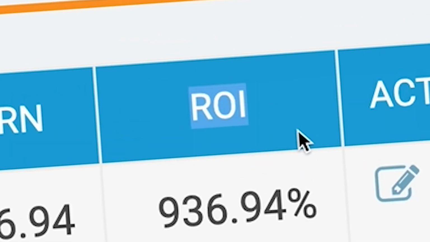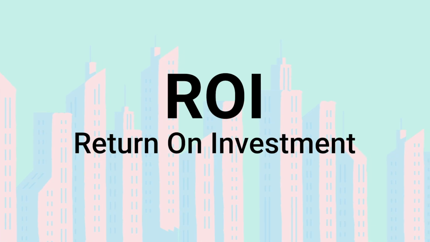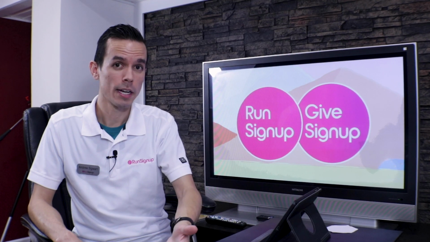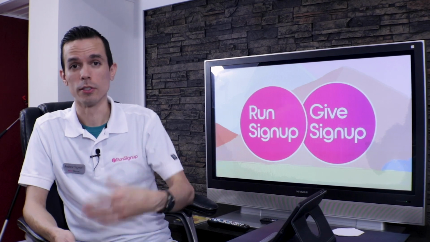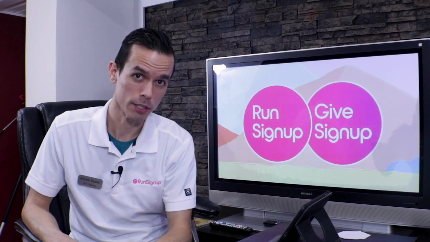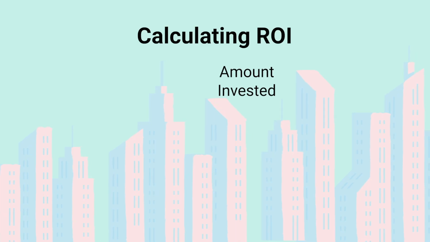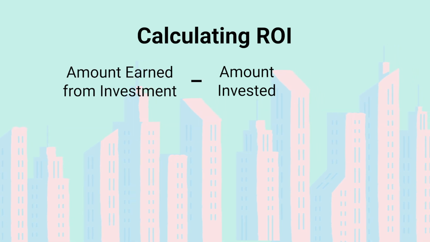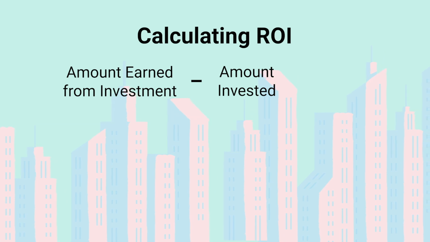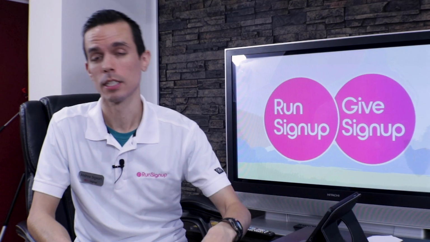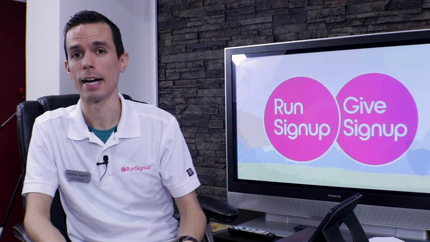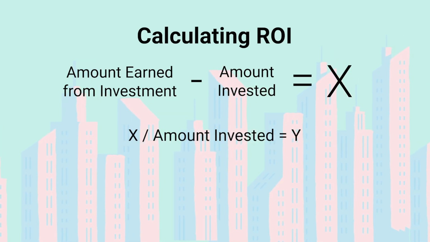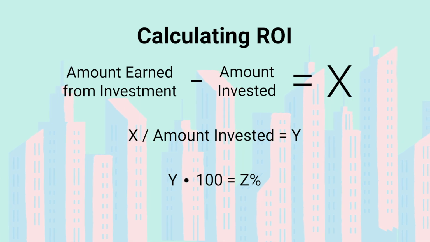So that brings us to the acronym ROI, or return on investment. The ROI tells you what your investment returned to you. Now RunSignup GiveSignup calculates the ROI for you, so you don't have to do the math, but in case you were curious, the ROI is figured out by taking the amount that you made as a result of the investment and subtracting the amount that you invested. Hopefully this number is higher than zero, because if it's lower, that means you invested more money than you got out of it. Then you take that number and divide it by the amount that you invested. Then you turn it into a percentage by multiplying it by 100.